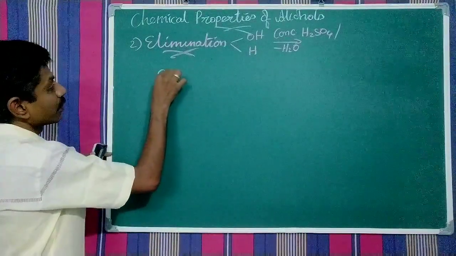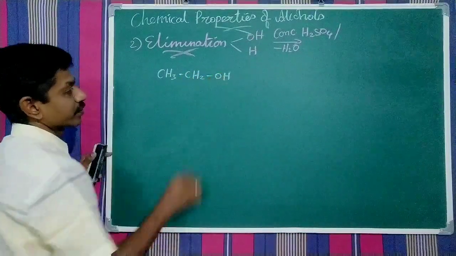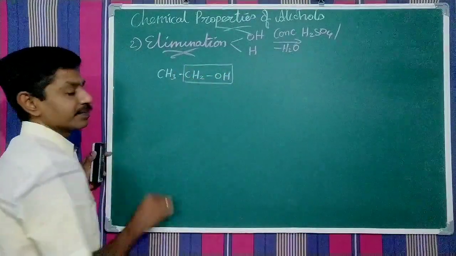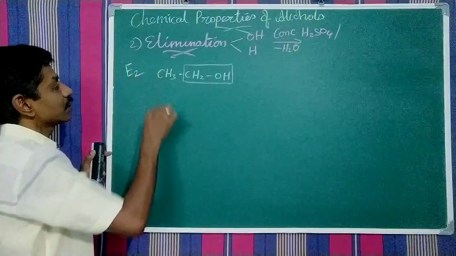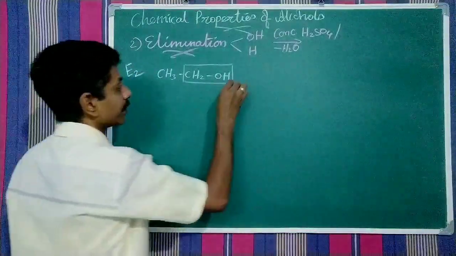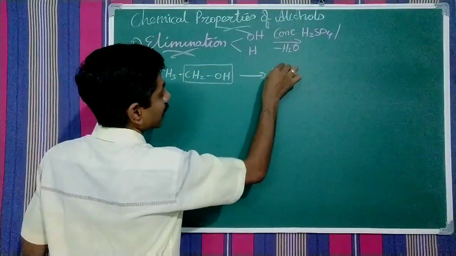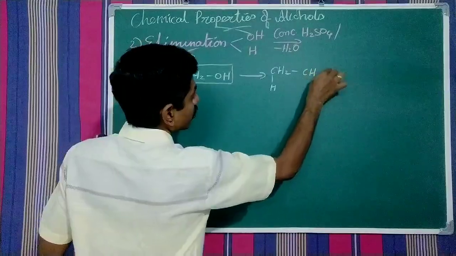Ethyl alcohol formula is CH3CH2OH. This is an example of a primary alcohol. So a primary alcohol will go for elimination according to the E2 mechanism. We will learn that. That means I am writing the same molecule, ethyl alcohol, this way: CH3, CH2, O, H.